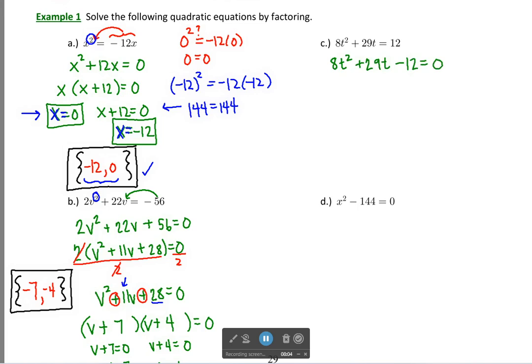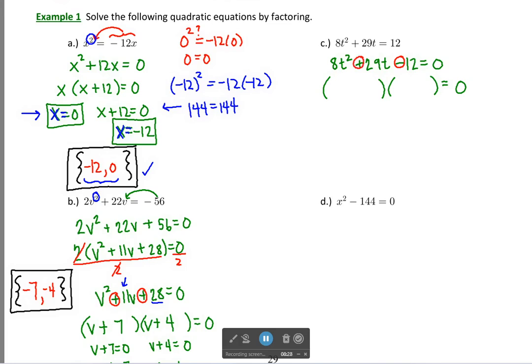Now, in this case, we don't have a greatest common factor. We do have a leading coefficient of 8, so we can factor this one by trial and error. We can break this down into two binomial factors. First of all, notice we're going to have two different signs in our factors, one positive and one negative. And the biggest product between our outside and inside terms will need to be positive.